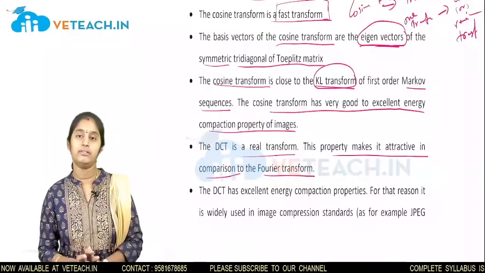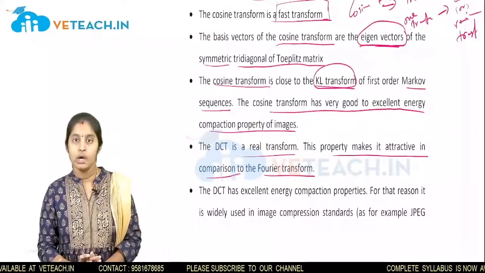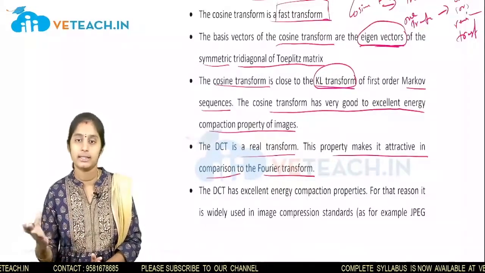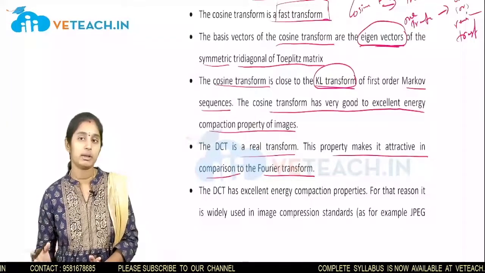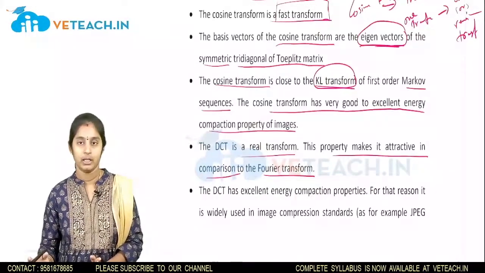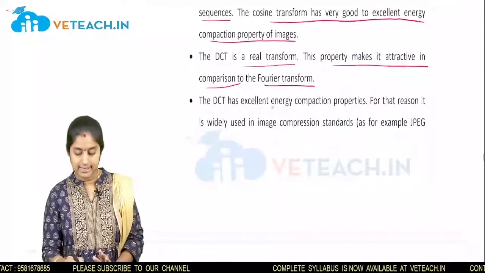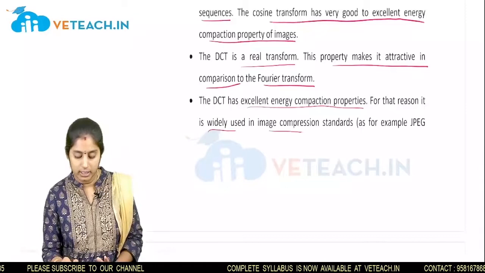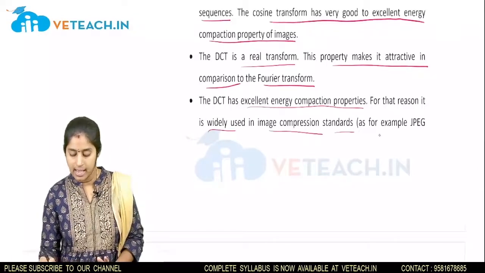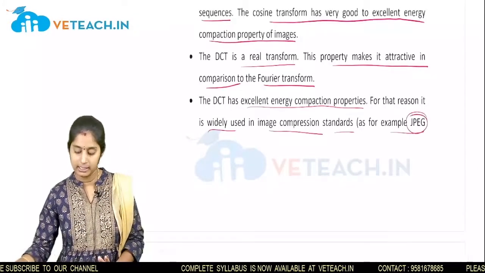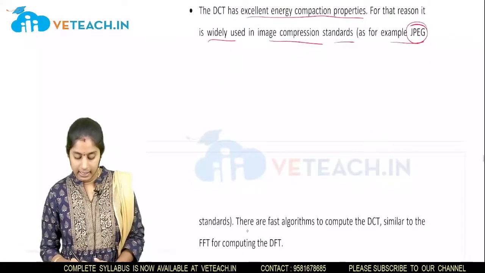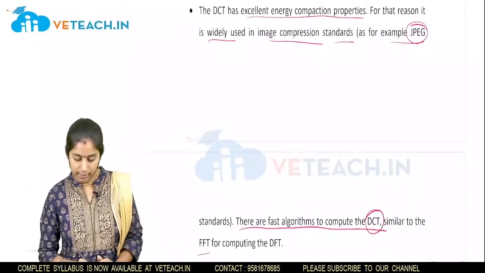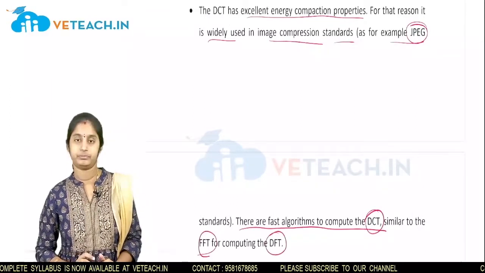So we have various types of Fourier transformations, right? We can compare each Fourier transformation with the other transformations, but the result will be the same. And the DCT has excellent energy compaction property. For that reason, it is widely used in image compression standards, for example JPEG. There are fast algorithms to compute the DCT, similar to the FFT for computing the DFT.